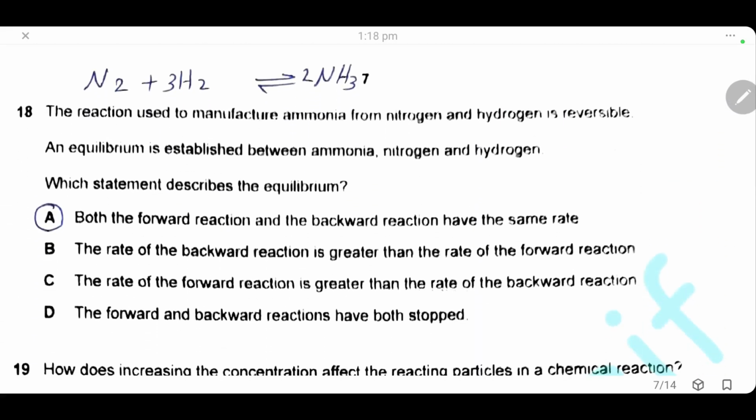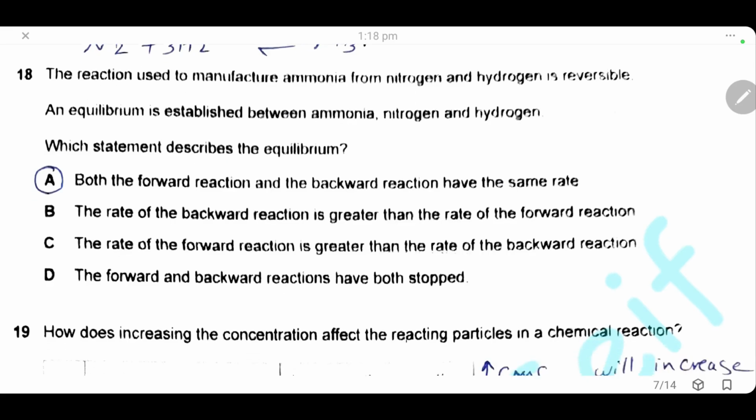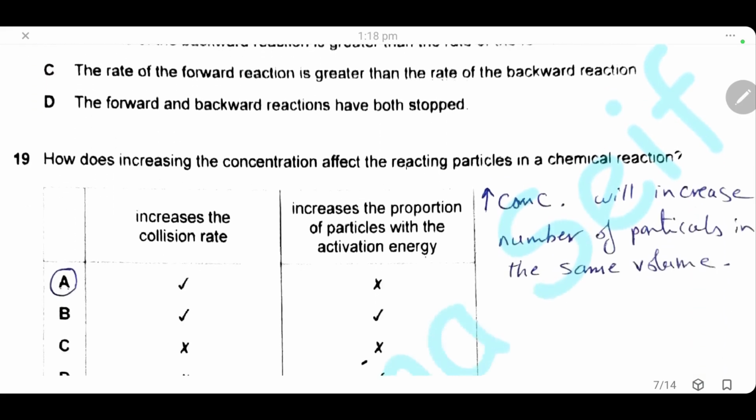Question 18. The reaction used to manufacture ammonia from nitrogen and hydrogen is reversible. An equilibrium is established between ammonia and nitrogen and hydrogen. Which statement describes the equilibrium? At equilibrium, both the forward and backward reactions have the same rate. Of course, A is the answer.